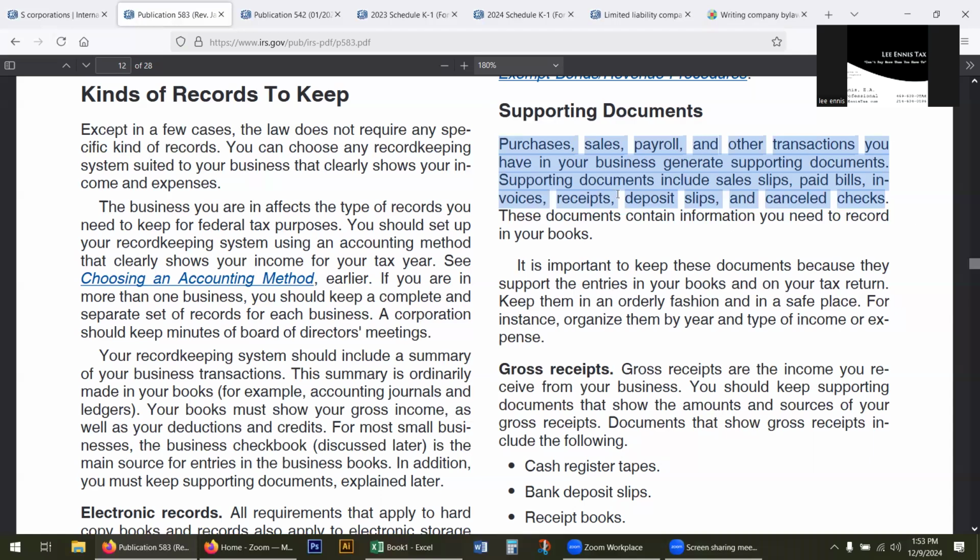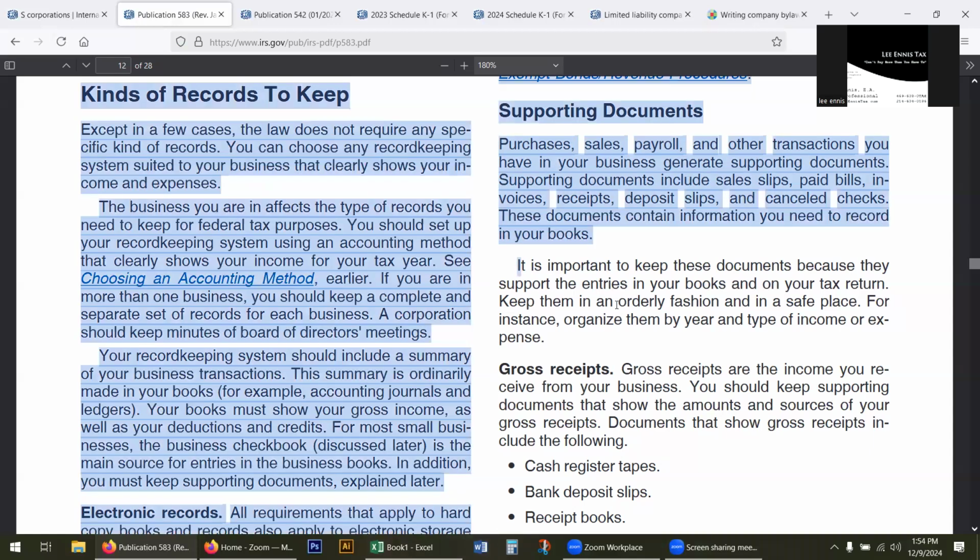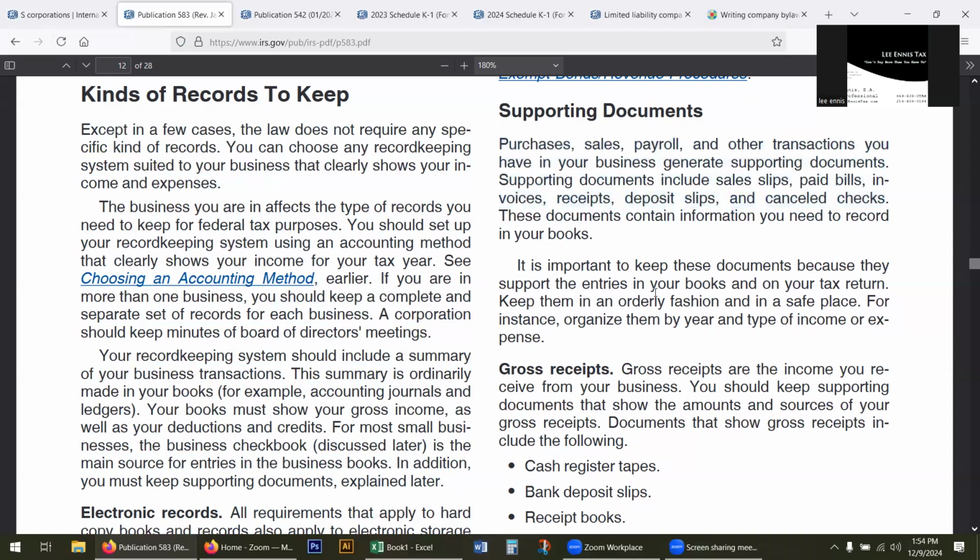So anyway, these are again the supporting documents. It's any sort of purchase, any sort of sale, any sort of payroll. Those things you have to have records and supporting documents for. And it says it is important to keep these documents because they support the entries in your books and on your tax return.